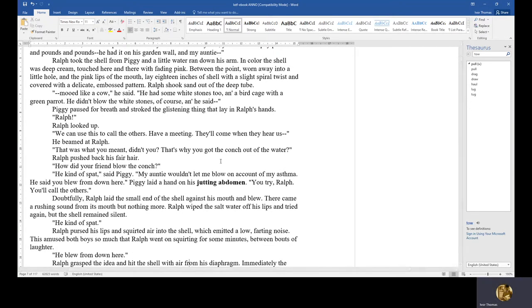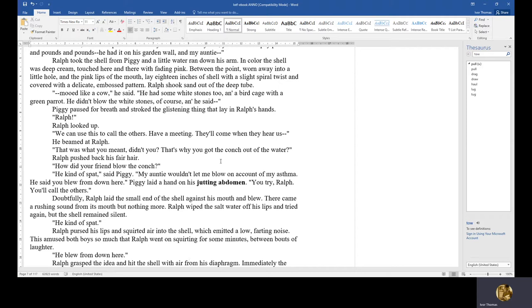Moo like a cow, he said. He had some white stones too, and a birdcage with a green parrot. He didn't blow the white stones, of course. Then he said... Piggy paused for breath and stroked the glistening thing that lay in Ralph's hands. Ralph! Ralph looked up. We can use this to call the others, have a meeting. They'll come when they... He beamed at Ralph. That was what you meant, didn't you? That's why you got the conch out of the water.